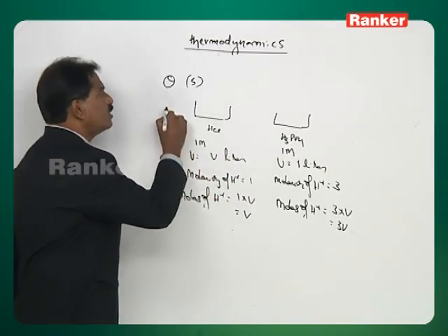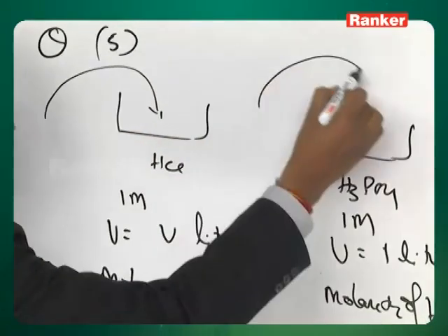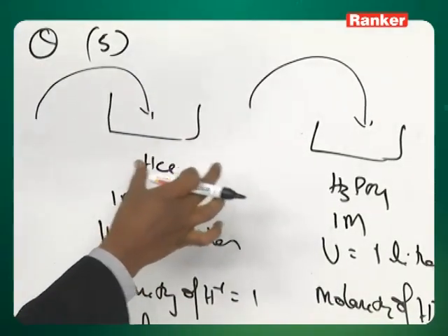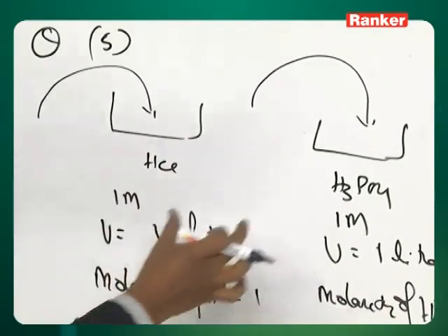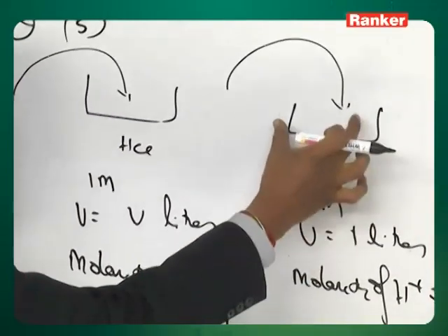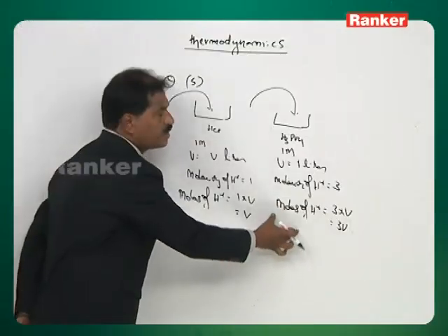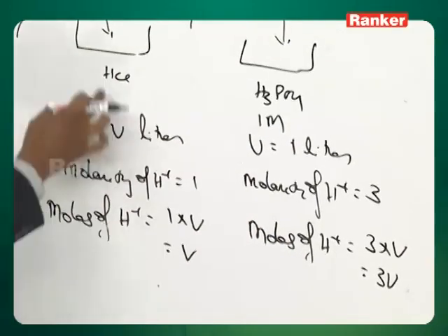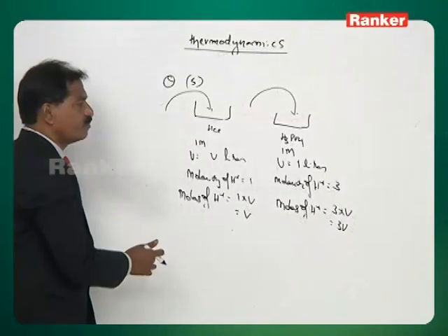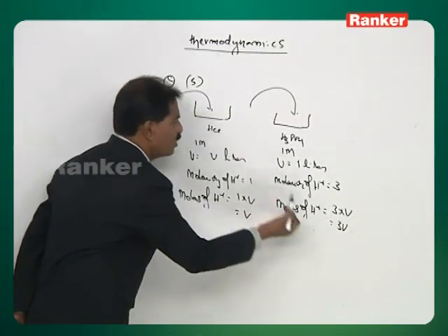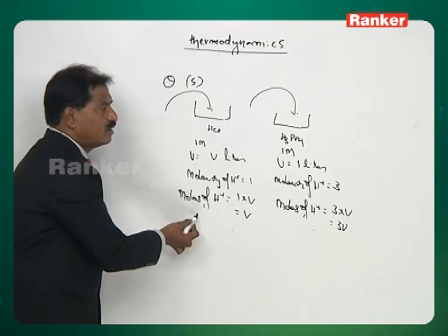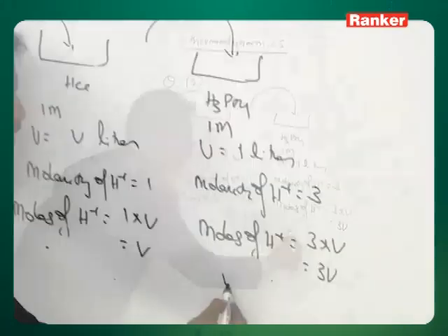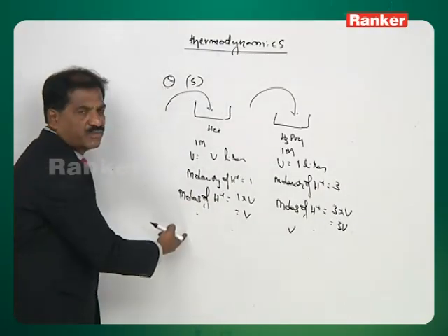Now if sodium hydroxide is added separately into both these acidic solutions, since more H plus ions are present here, a greater degree of neutralization takes place, and more heat will be liberated. Here a lesser degree of neutralization takes place, hence less heat will be liberated. Therefore, from the solution where H3PO4 is taken, more heat is liberated, and here less heat is liberated.